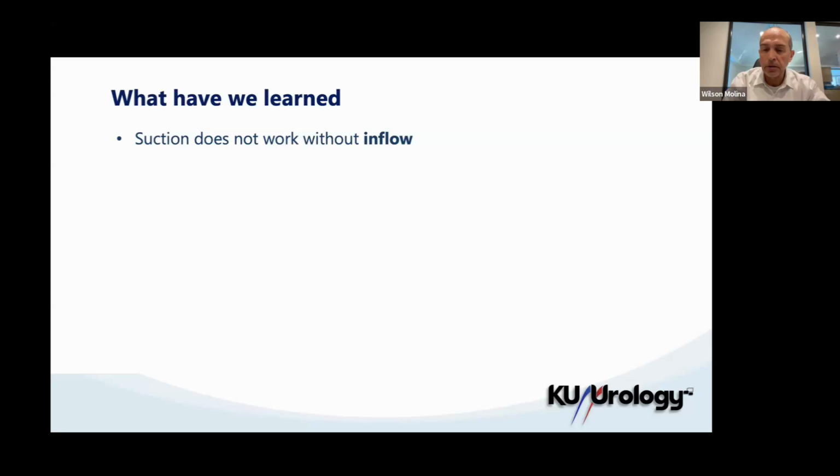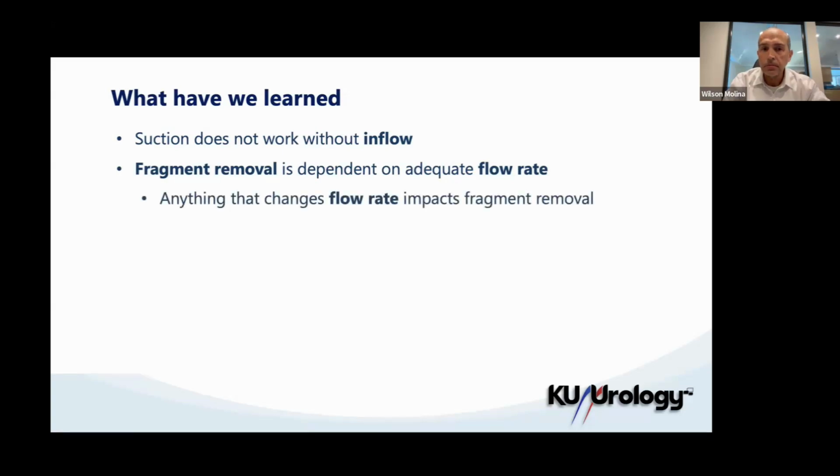So after using the access sheaths for ureteroscopies, and after doing the vortex effect lab trial, the thing that we learned is that suction itself does not work without inflow. If you don't have any flow, there's no suction in access sheaths. The fragment removal is dependent on an adequate flow rate. If there is not a good flow rate, it's hard to retrieve a fragment out of the access sheath. So anything that changes the flow rate impacts the fragment removal.